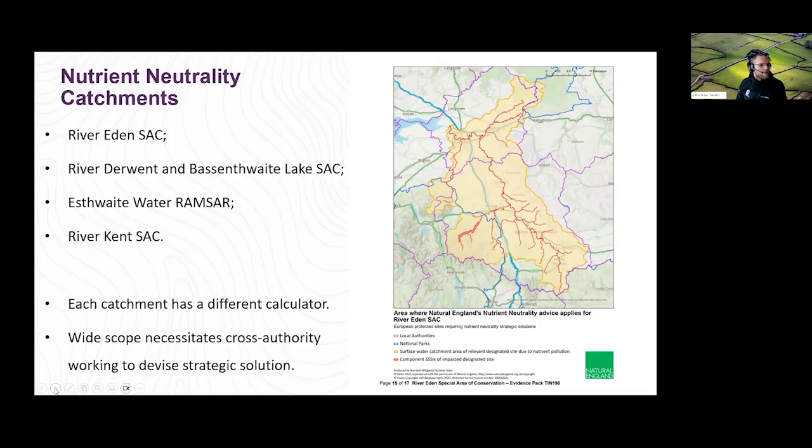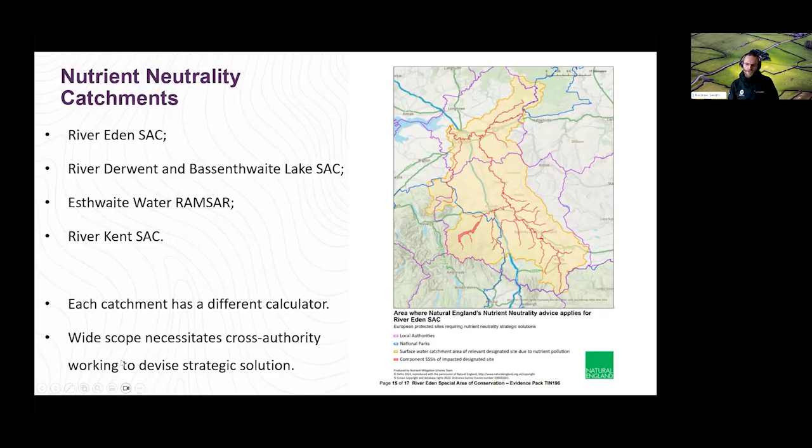So there are 4 Cumbrian catchments affected. We've got the River Eden SAC, so Penrith, Kirkby Stephen, Appleby, Carlisle, Brampton, all of those areas are affected. We've got parts of the River Derwent and Bassenthwaite Lake SAC, so that's Borrowdale, Keswick, some bits of the River Marron as well. Esthwaite Water Ramsar, that's down in the south, sort of south central lakes around Hawkshead, and we've got some bits of the River Kent as well, some within the national park around Staveley, and some outside the national park, sort of the Greer Rig area.